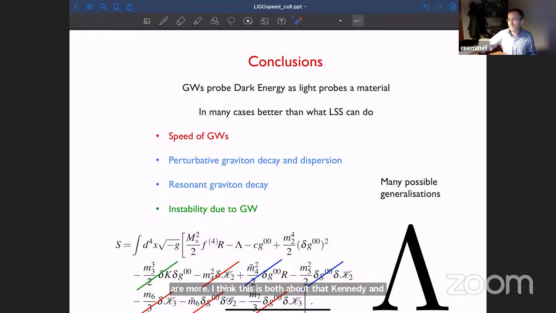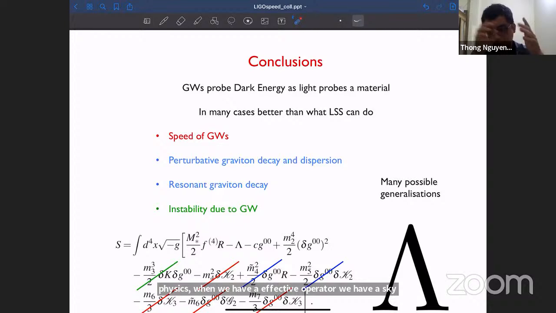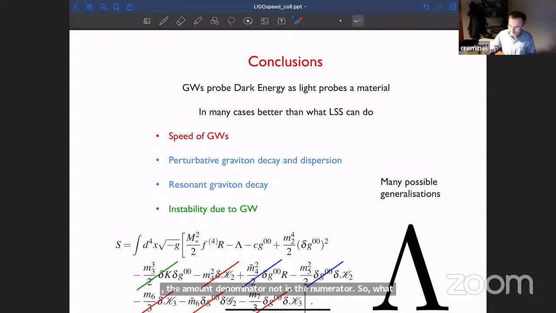Hi, Professor. Thank you for your lecture. I have two questions because I'm not familiar with dark energy. You write an action here, and you have a bunch of terms coming from the effective field theory. From what I know from particle physics, when we have an effective operator, we have an energy scale with it, but the mass term will be in the denominator, not in the numerator. So what are M2, M3, M4? Good, it's a good question.